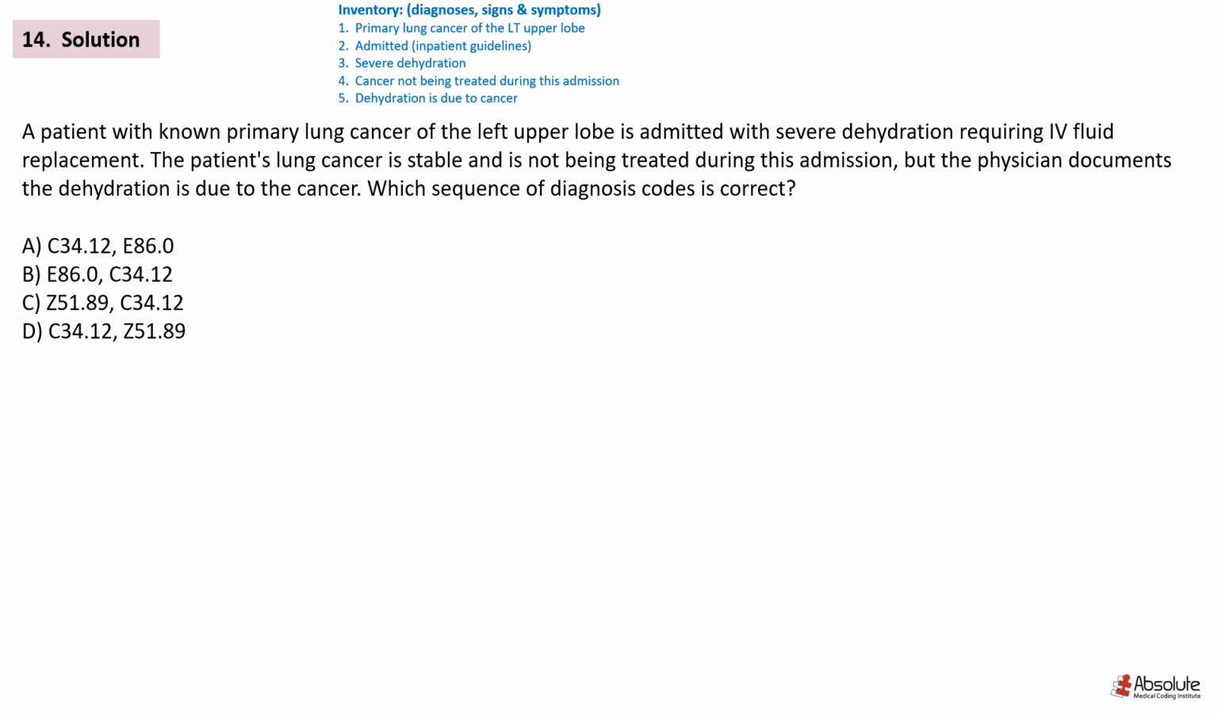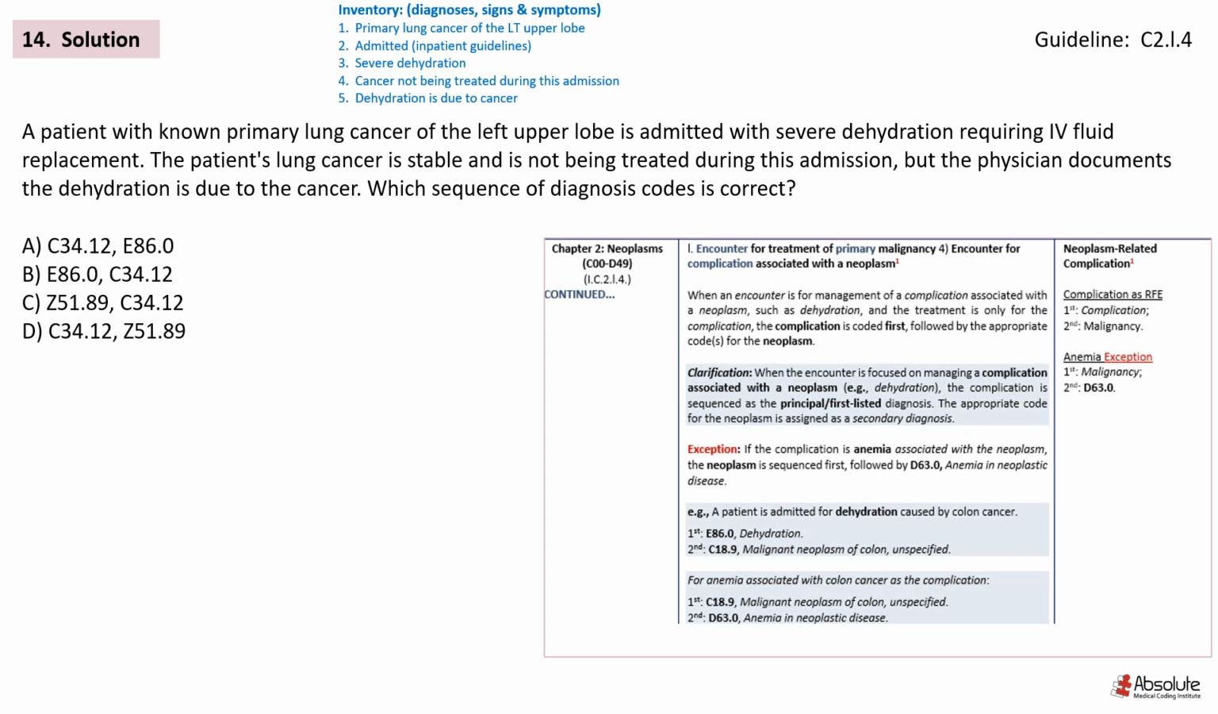The guideline that I used to help me solve this scenario was Chapter 2, I4. This guideline states when you have neoplasm related complications, you're going to sequence first your complication and second the malignancy. That is if the reason for encounter is the complication, except when the complication is anemia. Anemia is different, it's opposite. So just keep that in mind.